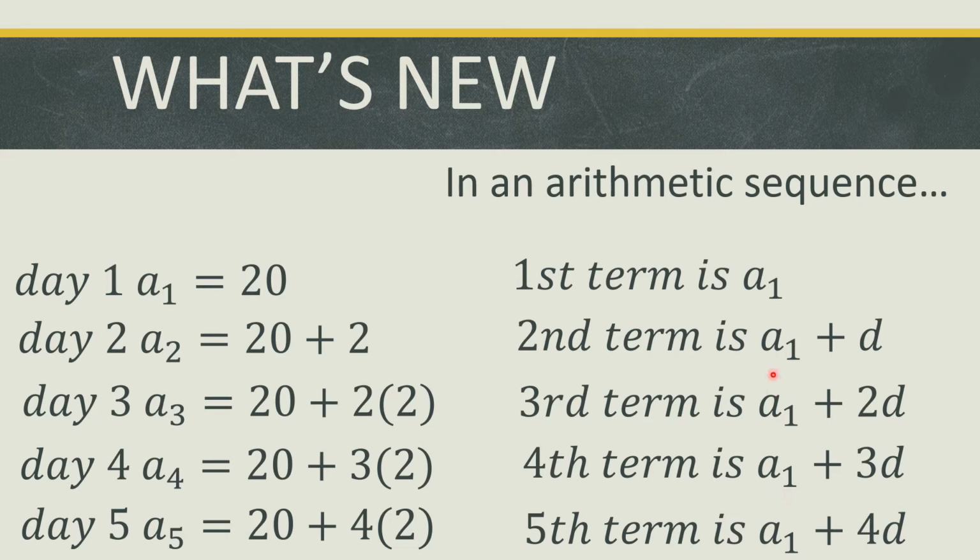So, pansinin natin, yung a sub 1 consistent na nandyan. Tapos yung d natin, mas mababa ng isa kesa dun sa number of terms natin. Dito, wala pang d. Dito, 1. Sa 3rd term, 2. Sa 4th term, 3. Sa 5th term ay 4. So, ibig sabihin, nagbabawas lang tayo ng isa.